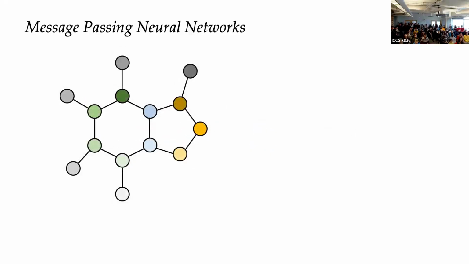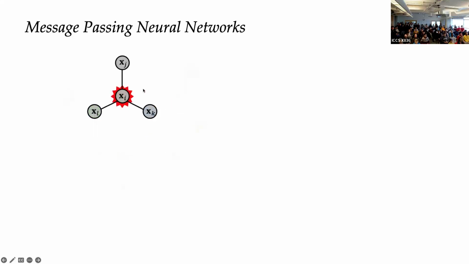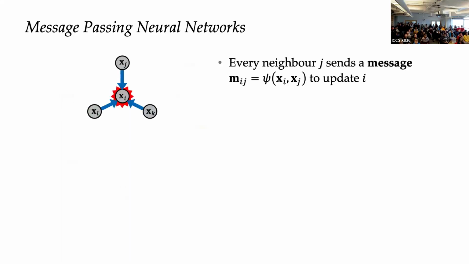The way that graph neural networks work, or at least the majority of graph neural networks that are used in practice, is by what's called message passing. Every node is connected to its neighbors, and you use the information from your neighbors to send messages to the target node, right? So every node receives information from its neighbors.